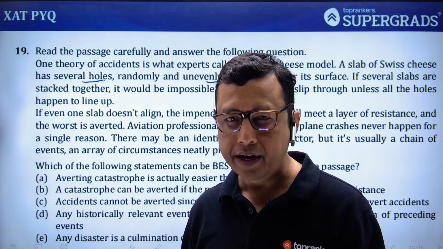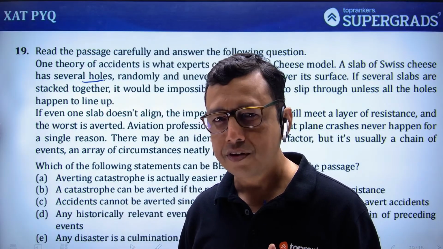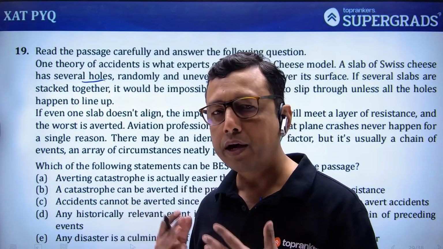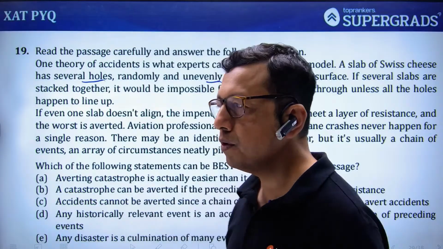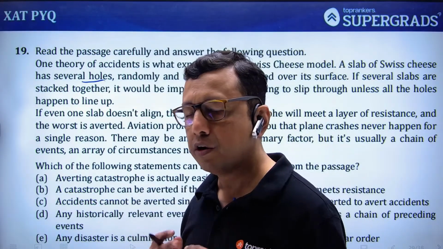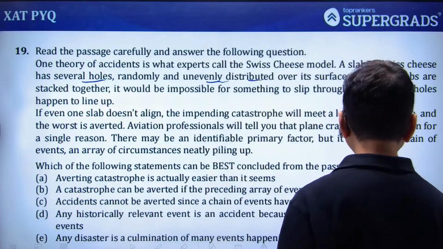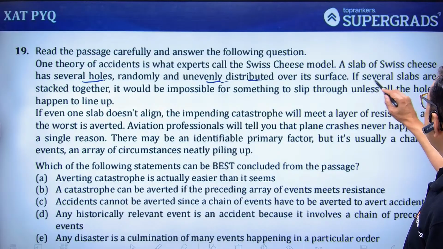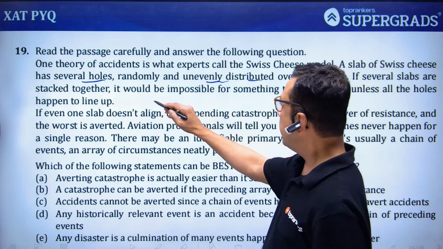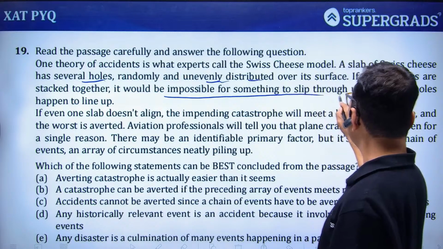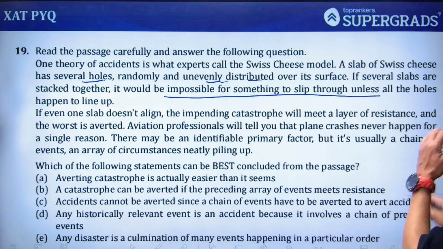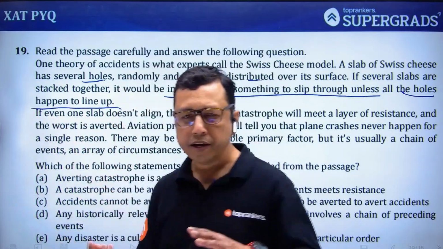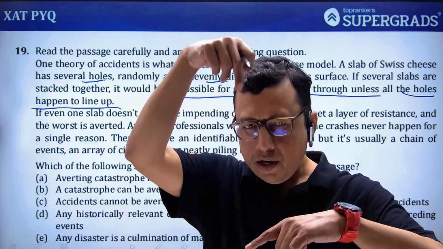So how can an accident be avoided, and what all things should happen necessarily for the accident to take place? That's the idea, right? If several slabs are stacked together, it would be impossible for something to slip through unless all the holes happen to line up. Simple. That is the theory. Unless all the holes line up, nothing can slip through it.